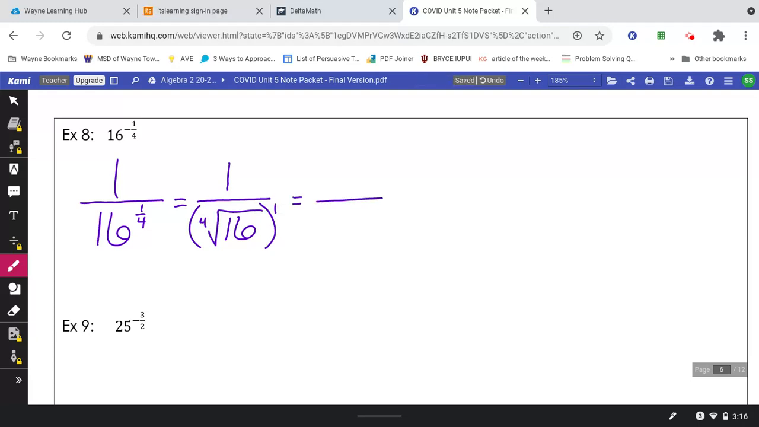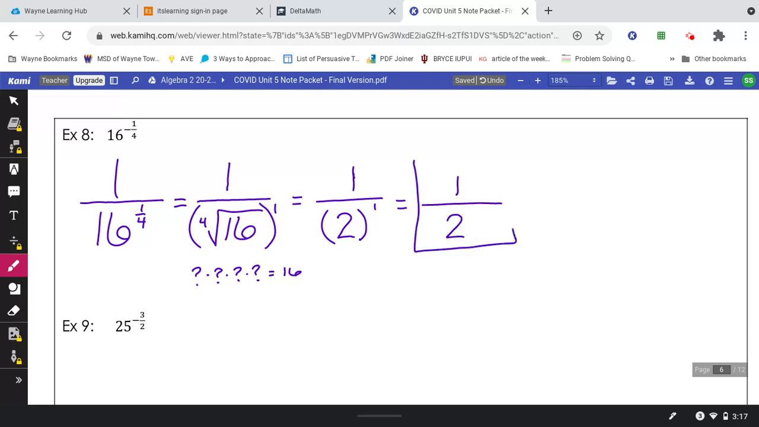So the fourth root of 16 is asking what times what times what times what gets you 16? What number 4 times gets you 16? And that should be a 2. Good. Notice I just brought that 1 over one more time. Then I'll bring it over again, and then 2 to the first power is 2. So you get a final answer of 1/2.